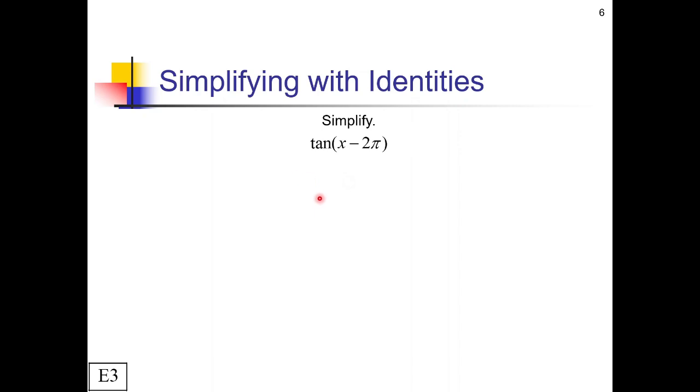For this next problem, they're just asking us to simplify this expression, probably with one of those lovely identities we've got. So that's really all you have to do on this one. Just use the identity and see what happens. Pause the video, give it a shot.